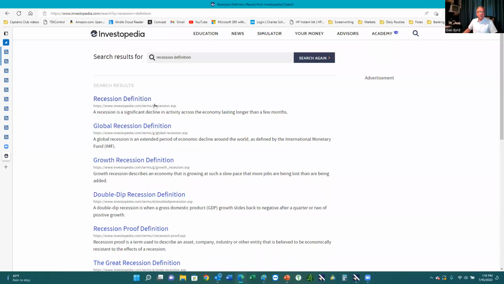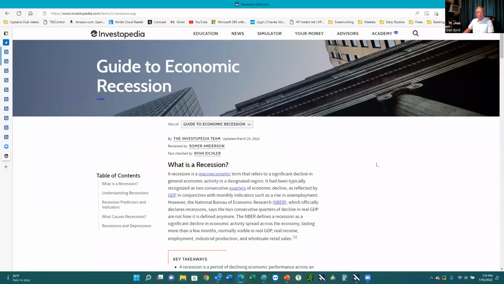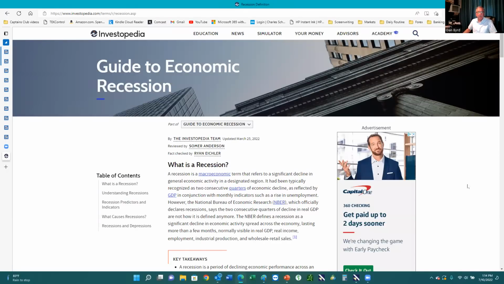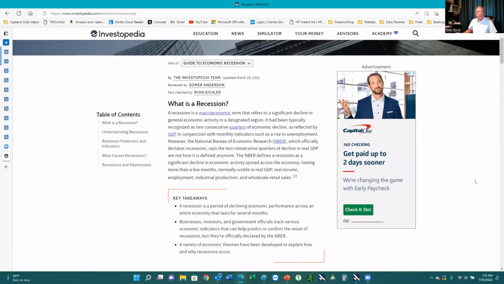Because everybody uses 2 consecutive quarters of negative GDP growth. Well, again, it's worked for, I don't know, 70-some years. It's just not the official definition. But it's easy too. Exactly, it's easy, so every armchair economist can use it. Right here, it had been typically recognized as 2 consecutive quarters of economic decline as reflected by GDP. Officially, 2 consecutive quarters of decline in real GDP is not how it is defined anymore.